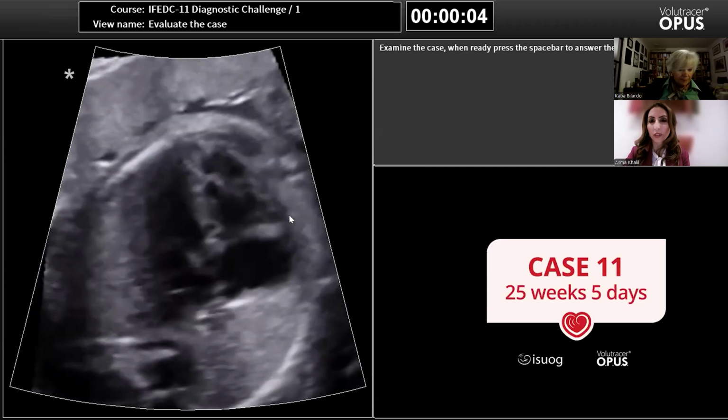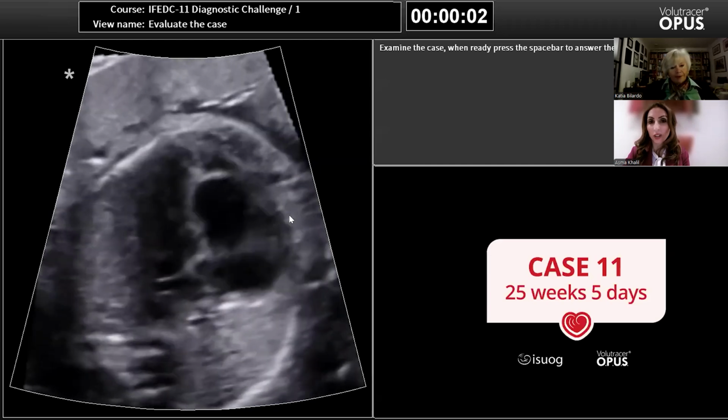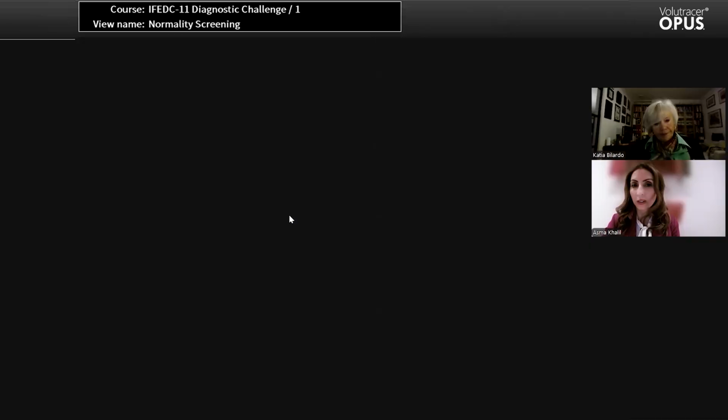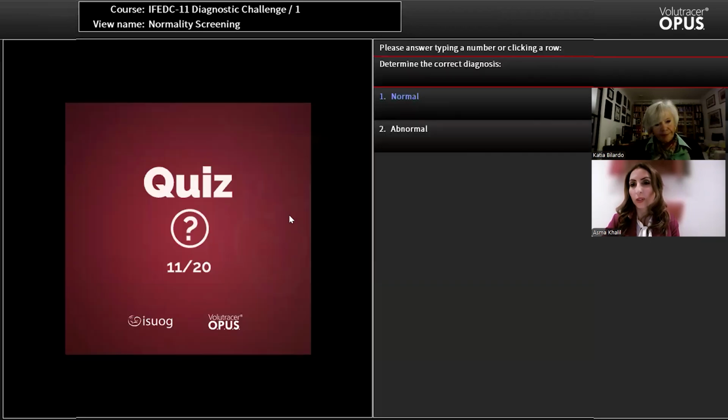And of course, we're not putting the color in this challenge. If you put the color, you would actually see that there is tricuspid regurgitation. So just by looking at the four-chamber view even, do you think that's normal or abnormal? I would say it's abnormal. And in fact, 98% of you got it right. It's abnormal. So what's the diagnosis?